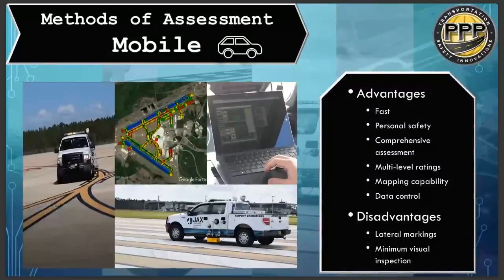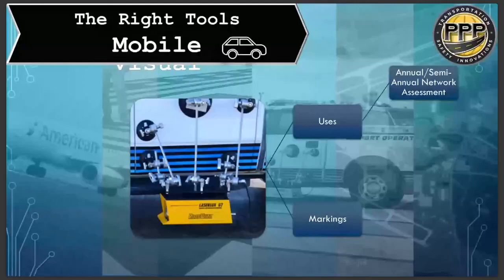Where we would use a mobile is annual and semi-annual network assessment. We use the word network in the roadway industry. For instance, the state of Florida, I think it's around 50-something thousand miles a year that they assess. They do a full assessment of all state-owned or state-managed roadways every year. That's called a network assessment. In your case, the entire airfield would be assessed.